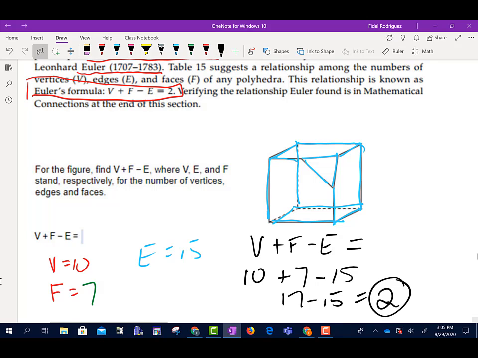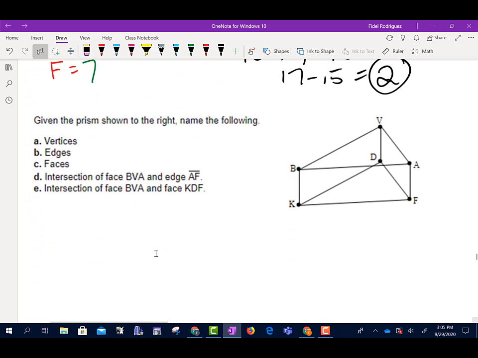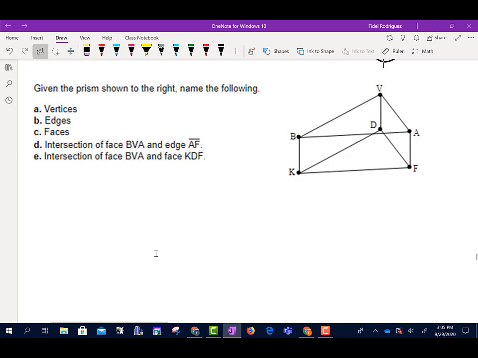All right. So let me scroll down a little bit more. Okay, so it says, given the prism shown to the right, name the following. So we want to find the vertices. Okay, so let's do that first. A. Vertices. Remember, these are going to be our points, right? The order shouldn't really be important, but look, B, K, A, F, V, and D. And those appear to be my vertices, right?